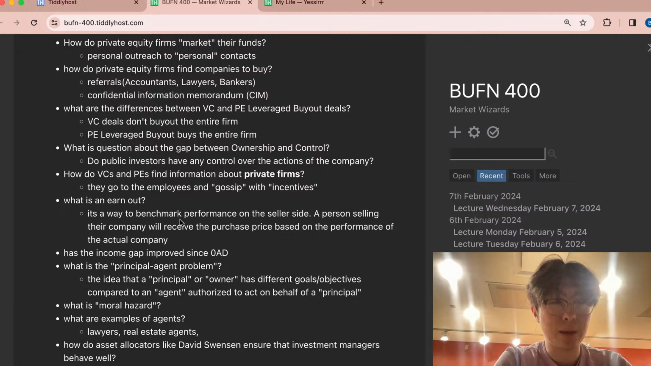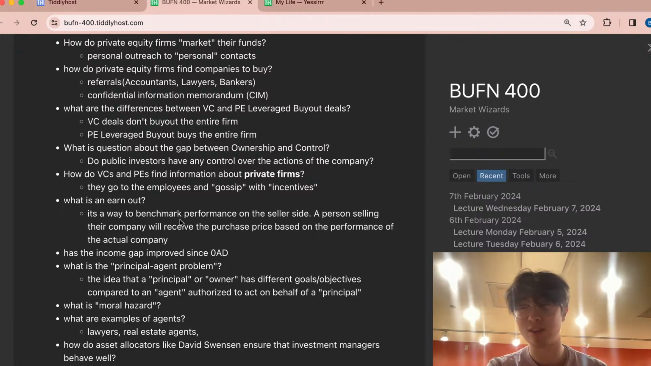So has the income gap improved since zero AD? Yeah, so this question was probably related to the idea that when you look at today's income inequality in the U.S., you see there's a top 1% that owns a lot of the assets within the U.S. economy. And I've wondered if that's been the case historically, and whether people have had greater income inequality since the beginning of time, or 0 AD.